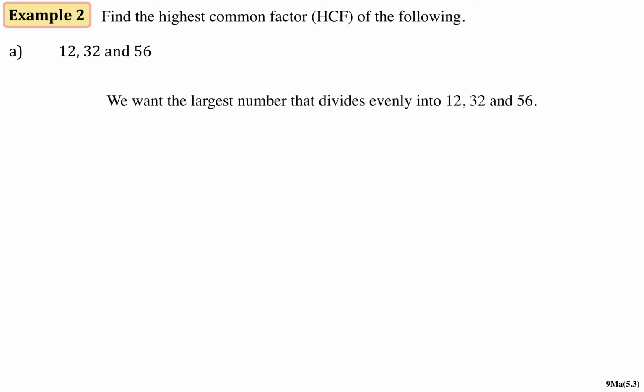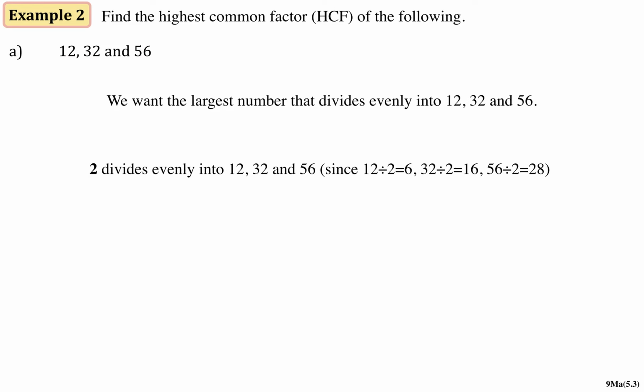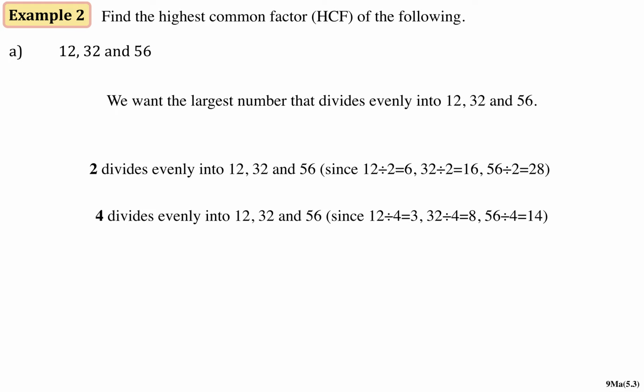So let's think of the biggest number that divides evenly into 12, 32 and 56. We know 2 goes into all of them because they're all even numbers. Is there a number that's bigger? Does 3 go into 12? Yes. Does 3 go into 32? No. Okay, what about 4? Yes, 4 goes into 12, 4 goes into 32 and 4 goes into 56. Are there any bigger numbers? No. So the highest common factor is the number 4.